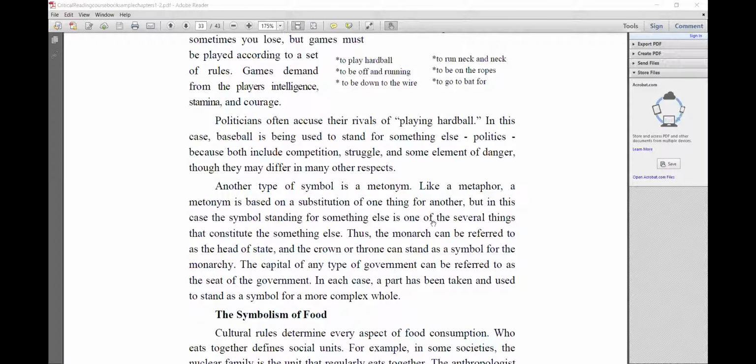For example, the monarch can be referred to as the head of the state and the crown or throne can stand as a symbol for the monarchy. So we can say, for example, the crown wishes this, that people should be doing these kinds of things. Now you have used the word crown for the king, for the whole thing. The capital of any type of government can be referred to as the seat of the government. In each case, a part has been taken and used to stand as a symbol for a more complex whole.